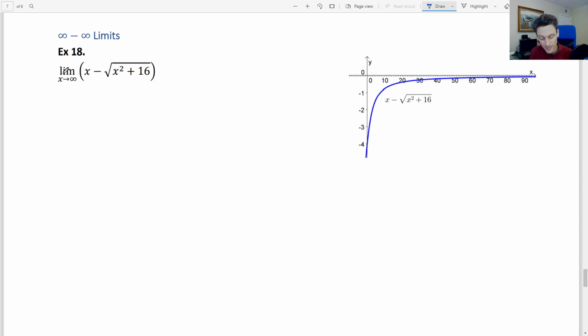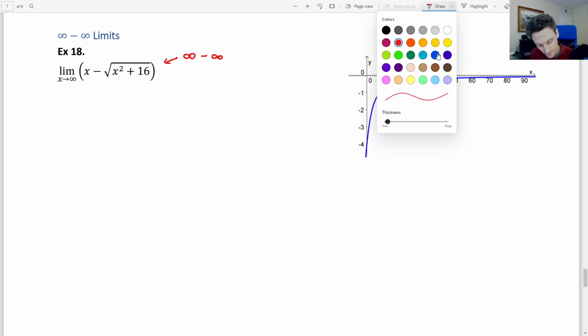So here we have in example 18, the limit as x approaches infinity of x minus the square root of x squared plus 16. In this case, this is an infinity minus infinity case, because as x goes to infinity, x goes to infinity. And then as x goes to infinity, the square root of x squared plus 16 is approaching infinity, because the x squared goes to infinity. And even when you take the square root, that still blows up to bigger and bigger numbers, goes to infinity. So this is an infinity minus infinity situation.